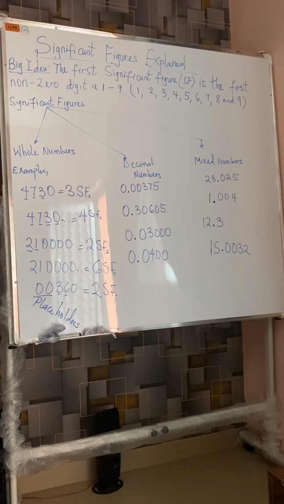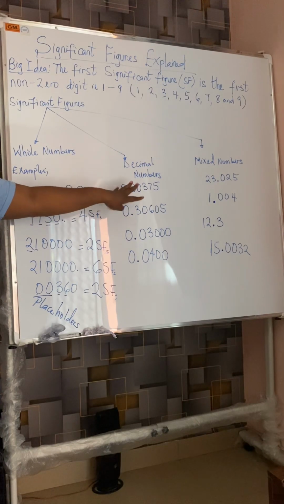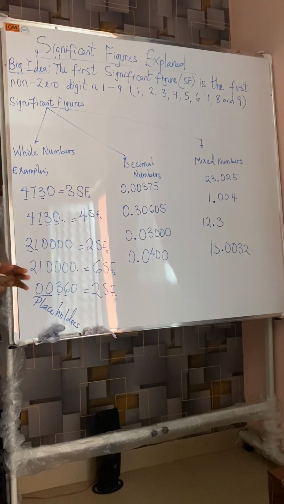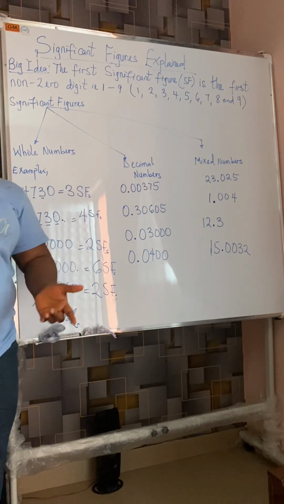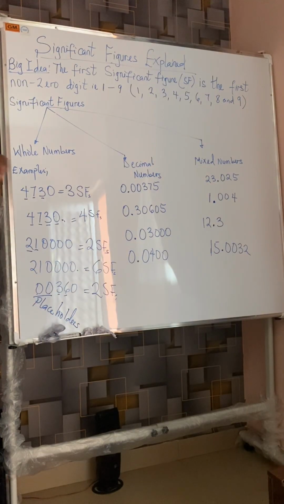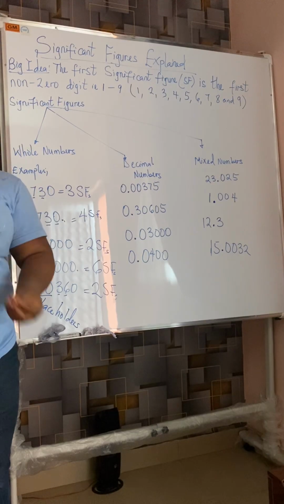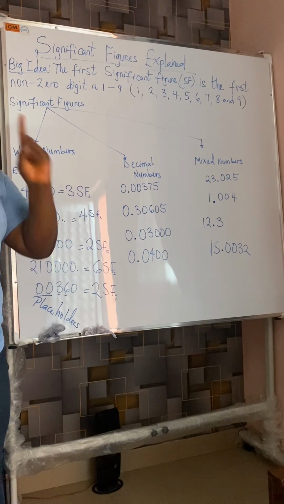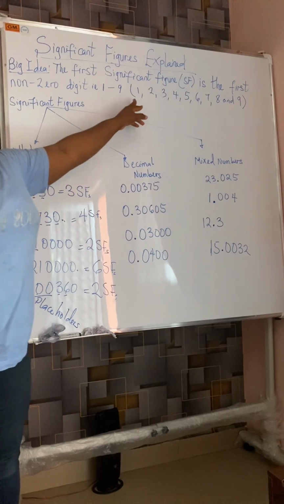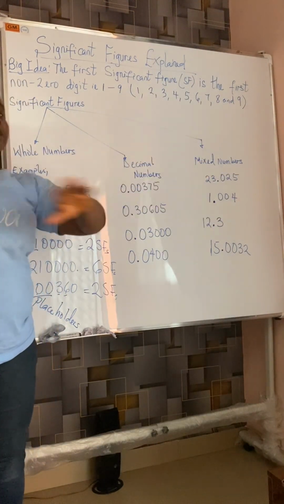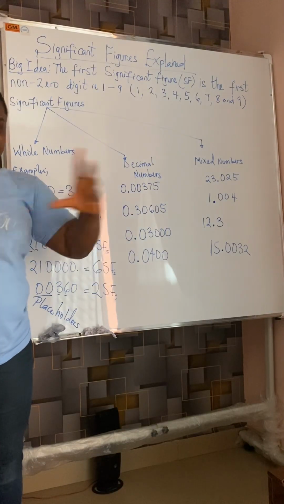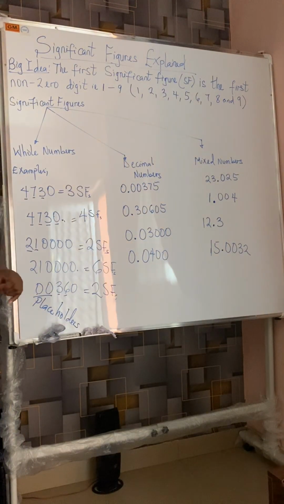All right, if we have said that, then we're also going to look at decimal numbers. Let's try and understand how to identify how many significant figures are present in a decimal number. We're still following the big idea, which makes it clear that your first significant figure is where you see the first non-zero digit. Anywhere you see any number from 1 to 9, the first place you see it becomes your first significant figure.